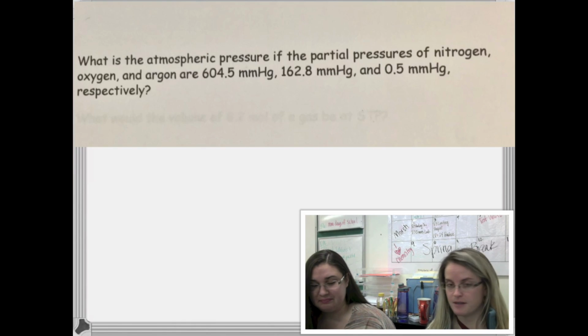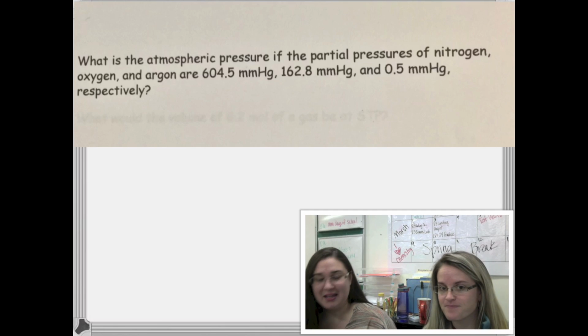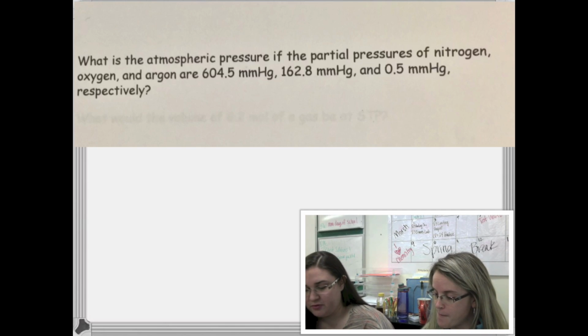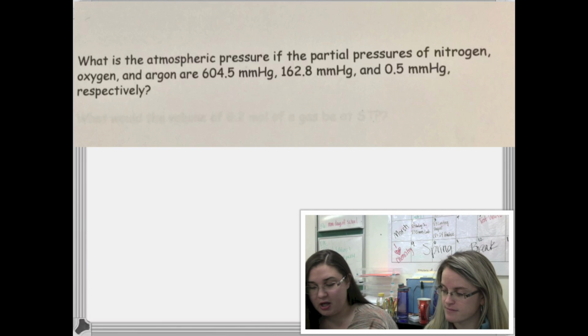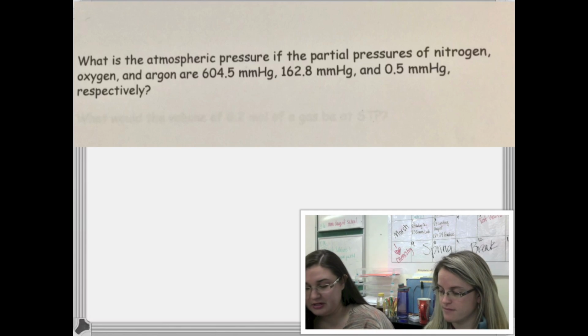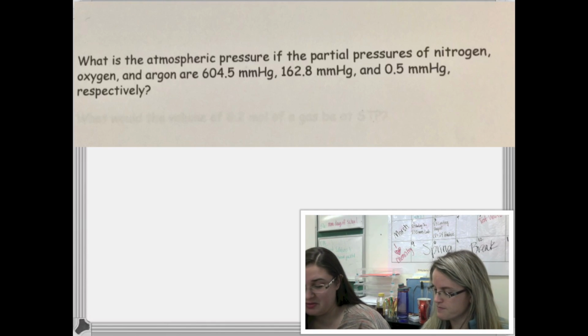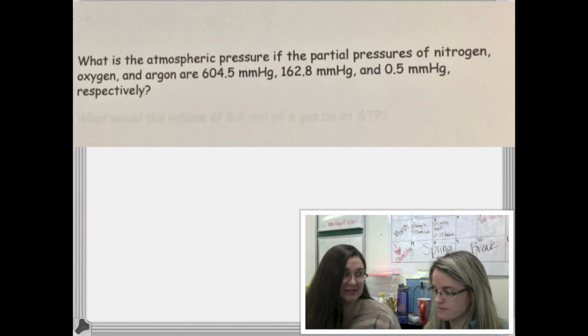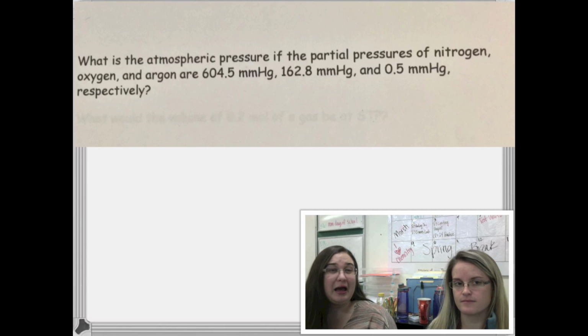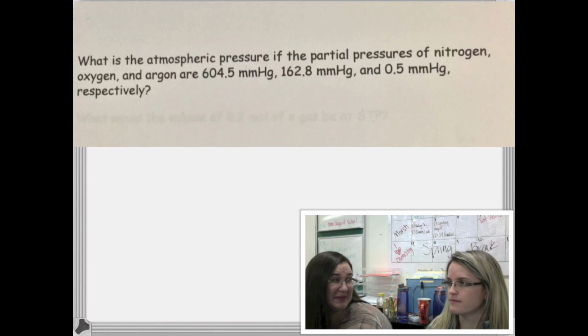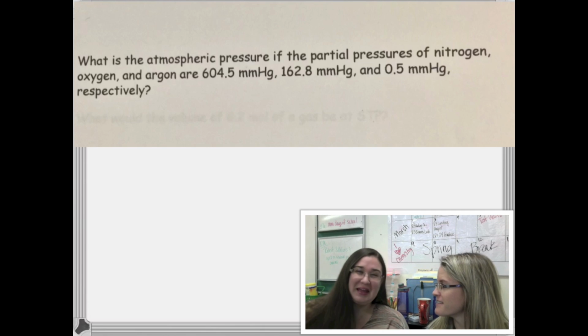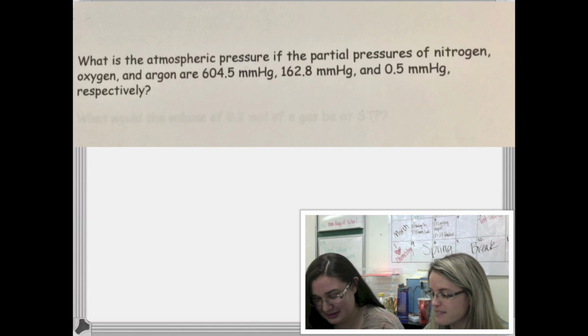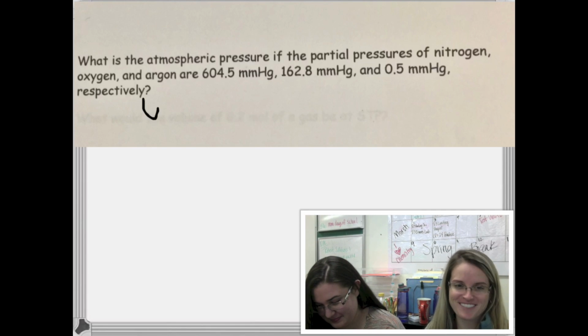So we have a first example. What is the atmospheric pressure if the partial pressures of nitrogen, oxygen, and argon are 604.5 millimeters of mercury, 162.8 millimeters of mercury, and 0.5 millimeters of mercury, respectively? I'm just going to add them up. Simple addition.